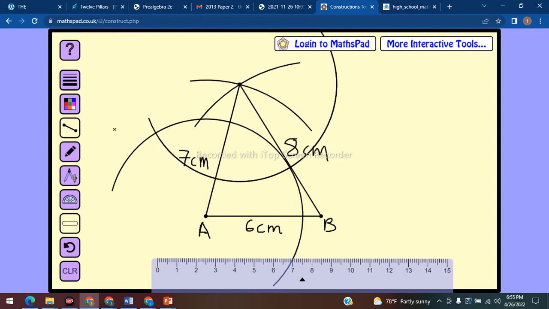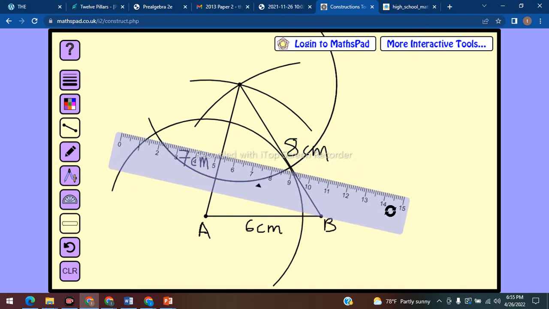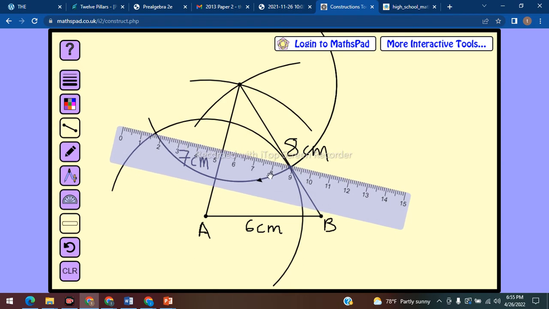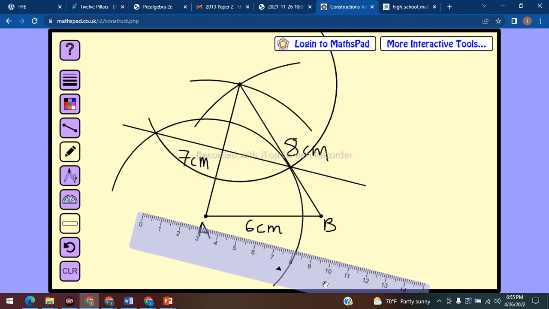Good. Now I'm going to bisect it. So I'm going to get my ruler and allow my ruler to cut from here to here. So it's going to be one straight line. It's going to go from end to end, right down. Good. And so therefore I have bisected the line. Cut it in the middle.